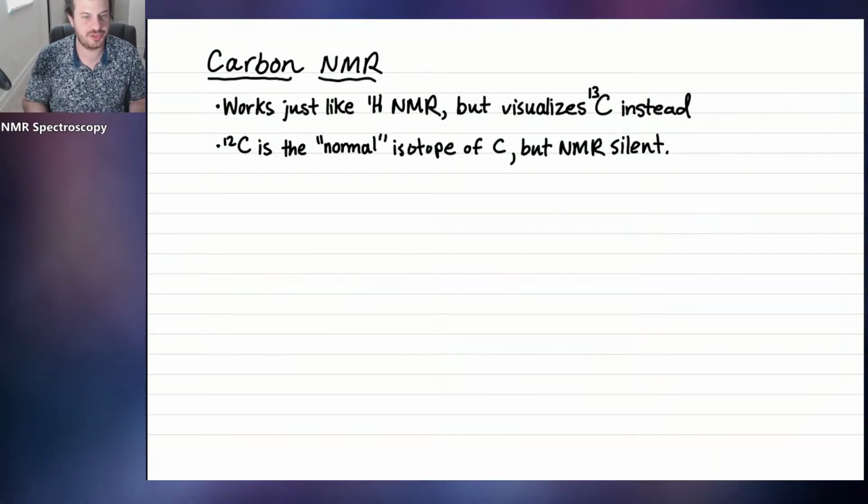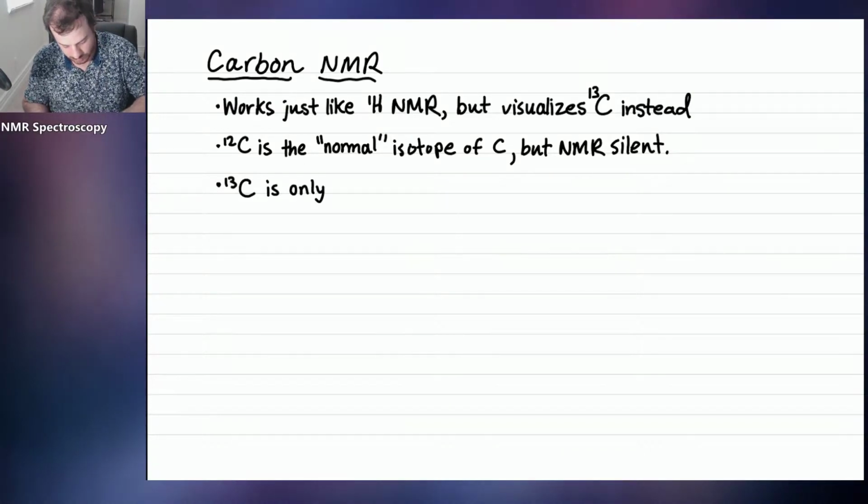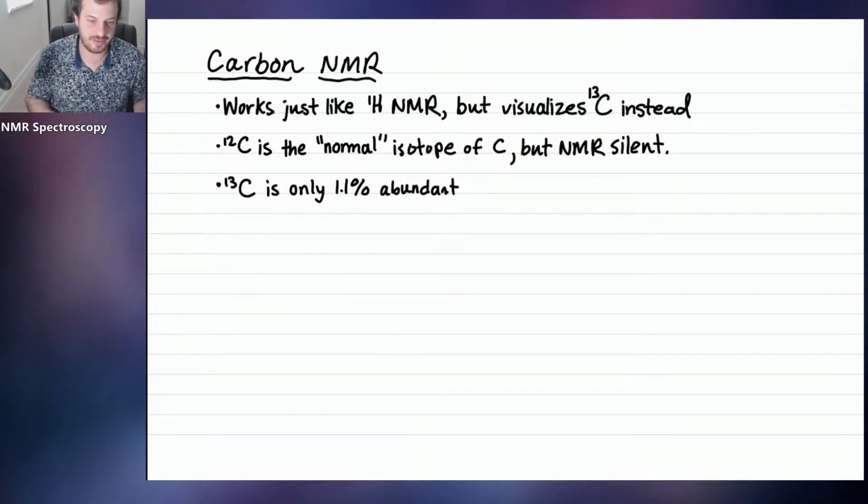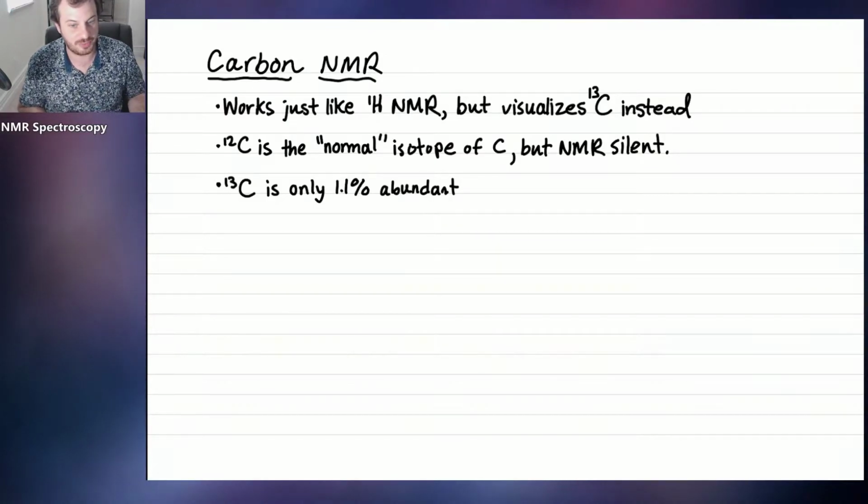Unfortunately, carbon-13 is only 1.1% abundant. And the effect is that we have a lot longer acquisition time. It takes about 10 minutes to take a carbon NMR spectrum versus about 1 minute for a regular proton NMR. So much longer acquisition time.